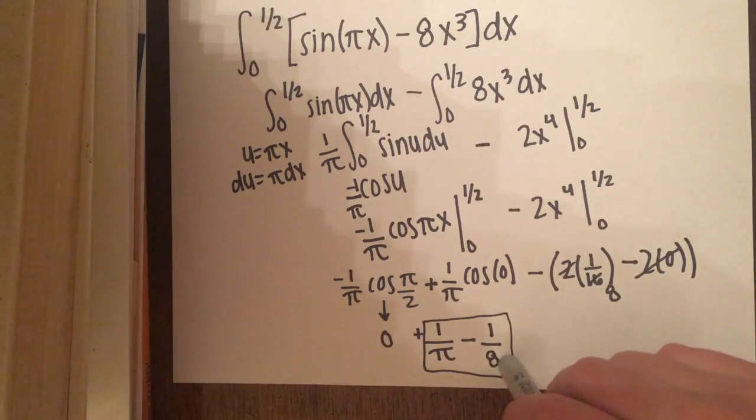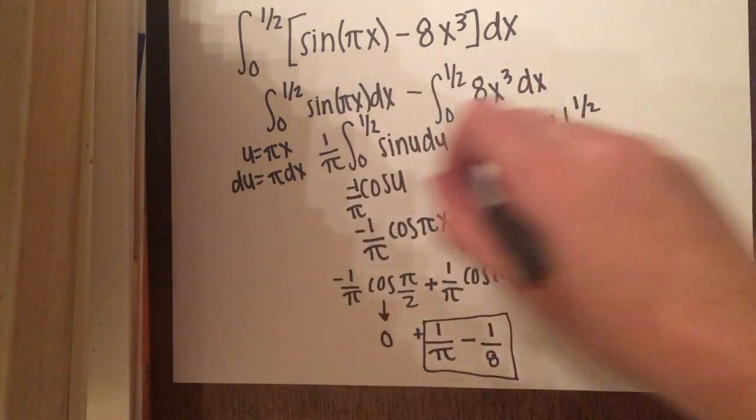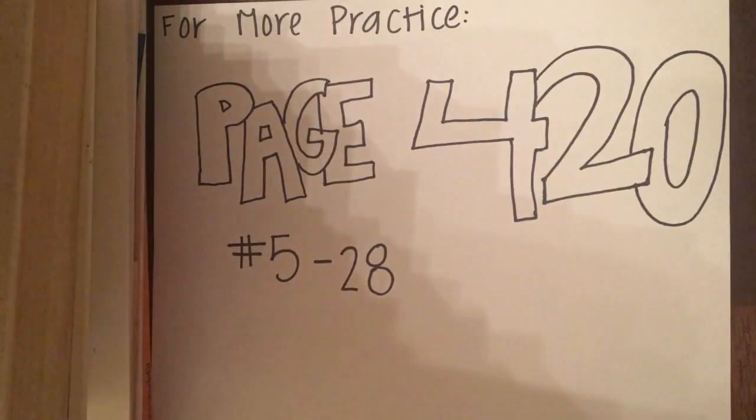But the final answer is only 1 point, so the thing that carries the most weight in this problem is going to be the antiderivative. So making sure you have that u sub down is really important. For more practice, visit page 420, number 5 through 28 in our calculus books for more area between two curves.